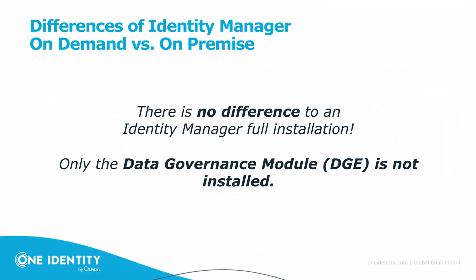What's the difference between the on-demand version and the on-prem version of Identity Manager? The two products are totally identical. The only missing module is the Data Governance module in the on-demand version, because this module requires direct access to the on-prem file resources, which is currently impossible. But the rest of the functionality is totally available.